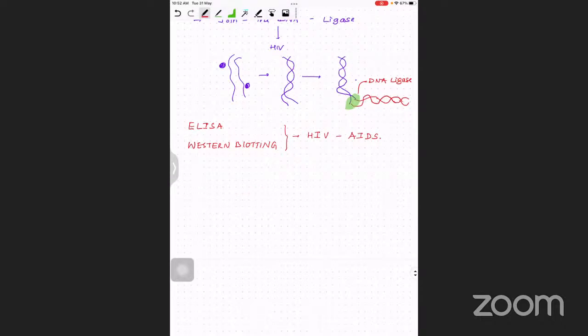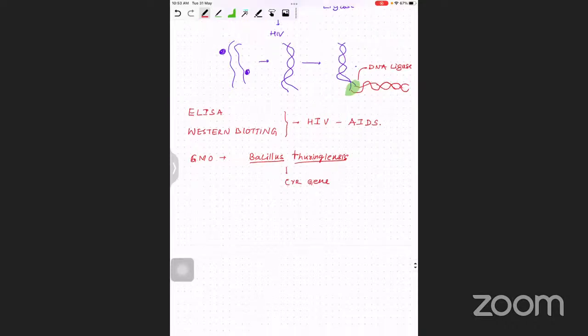In application, you learned about genetically modified organisms. In that, you saw Agrobacterium and Bacillus thuringiensis. Bacillus thuringiensis contains a plasmid, and that plasmid contains the cry gene. There are different types of cry genes: cry1AC, cry2AB, and cry1AB. These are the different cry proteins or cry genes.